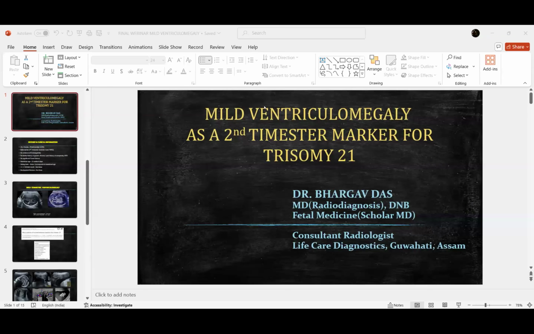So first we begin with Dr. Bhargav Das, and he shall be presenting on mild ventriculomegaly as a second trimester aneuploidy marker for trisomy 21. So you may share your screen, Dr. Bhargav. Thank you, ma'am.